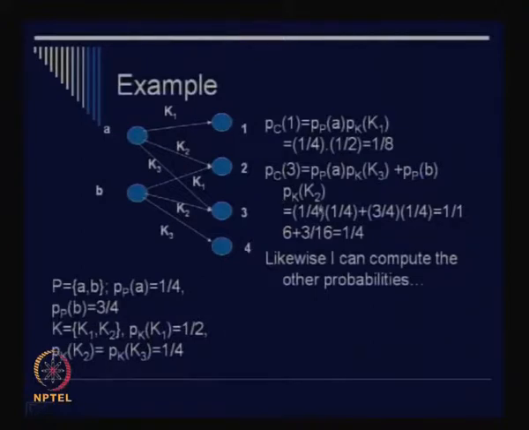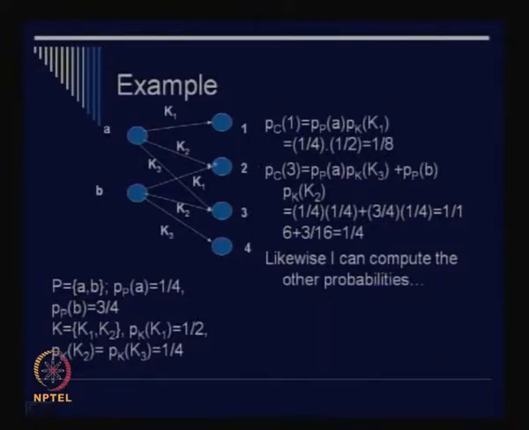So what we can do is simply multiply 1 by 4 with 1 by 4, add that with the product of 3 by 4 and 1 by 4, and this works out to 1 by 4, right? So this is actually 1 by 16 plus 3 by 16, okay. So it is equal to 1 by 4. Likewise I can also compute the other probabilities, right? So you see that we can obtain the probability of the ciphertexts as follows.